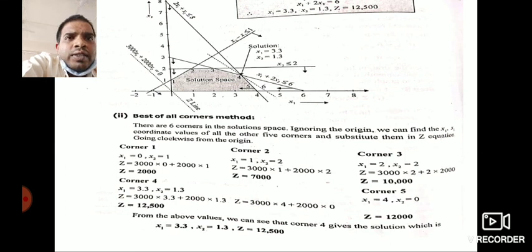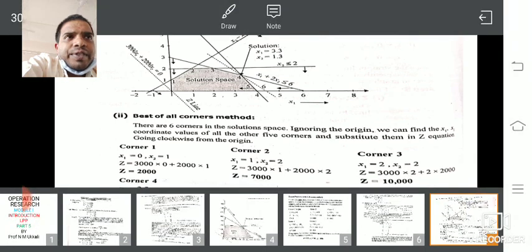In this way we need to follow. In the examination we need to follow any one method. Don't go for both methods, we can go for only one method. Better to follow the best of all corners method, it is very easy. Don't go for the Z equation line method during the examination.